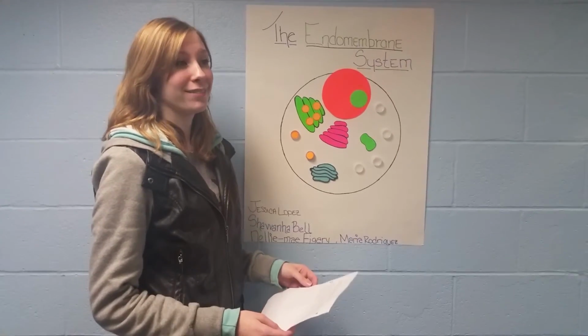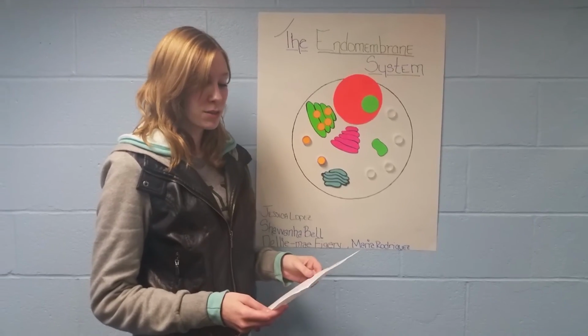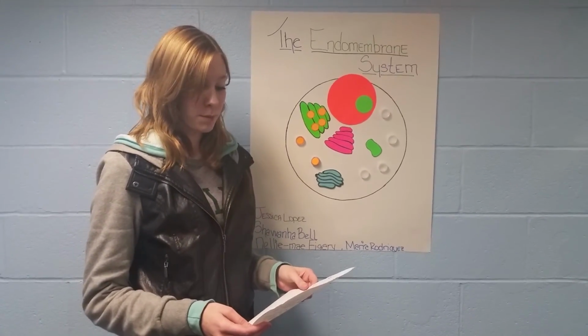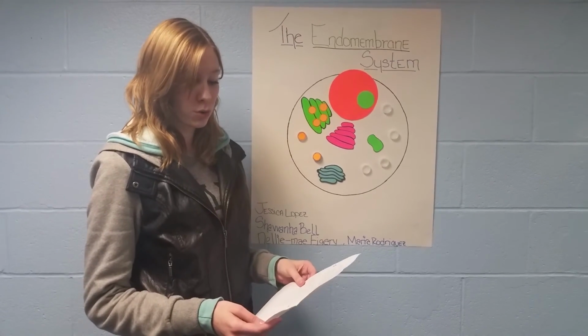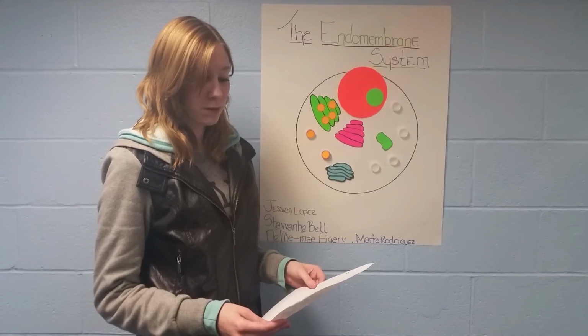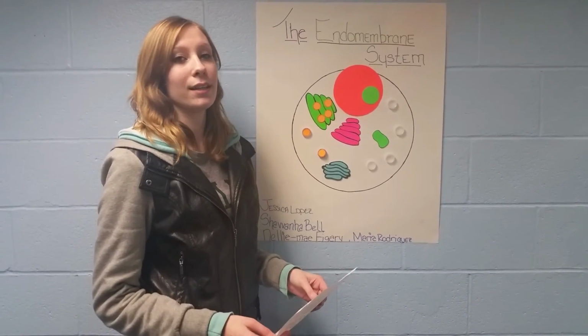The cell membrane. The cell membrane is also known as the plasma membrane. It separates the inside of the cell from the outside and protects and controls the movement in and out of the cell. The cell membrane is involved in cell adhesion, ion conductivity, and cell signaling.